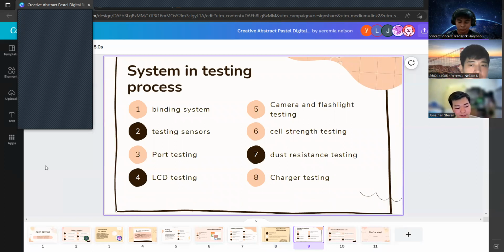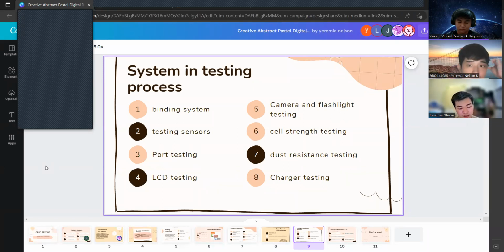In fact, in installing screen guards, Oppo already uses a machine so that it can increase efficiency in the production process. Oppo also has a cell strength testing section. This process drops the cell phone from a certain height and is useful to see the durability of the cell phone itself. This section not only checks the physical condition of the cell phone, but also checks whether other parts are still functioning properly or not.